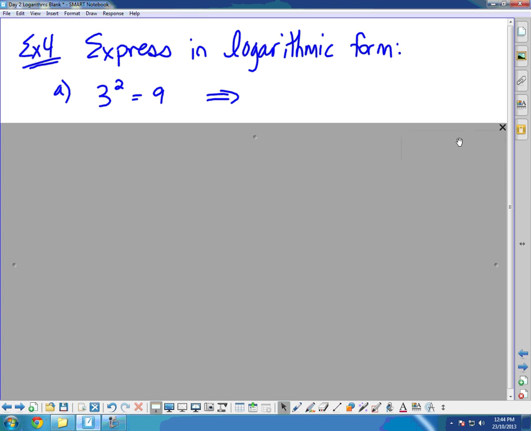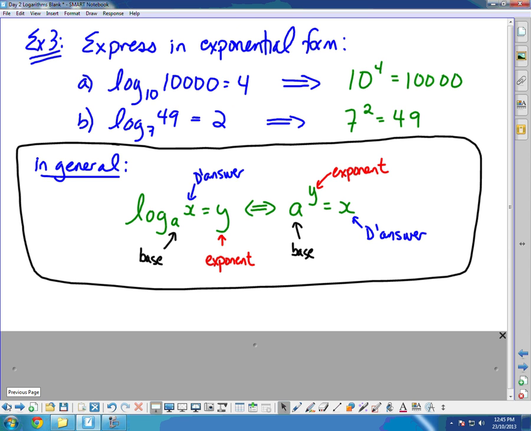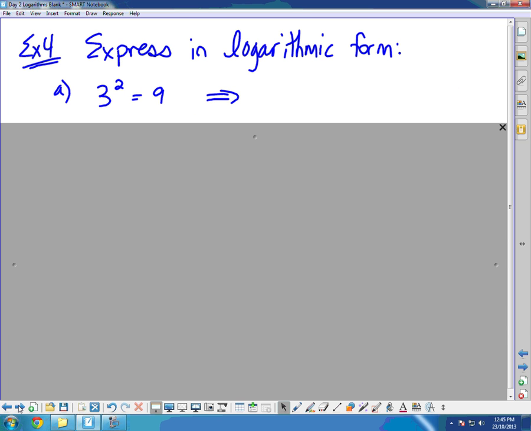So naturally, if we can express logarithmic equations in exponential form, then we should be able to go the other way and express exponential ones in logarithmic. So again, paying close attention to this language here, where the base is, where the exponent is, and where the answer is, we should be able to write this in logarithmic form. So we have 3 squared equals 9, we know that. So how do we express that as a logarithm?